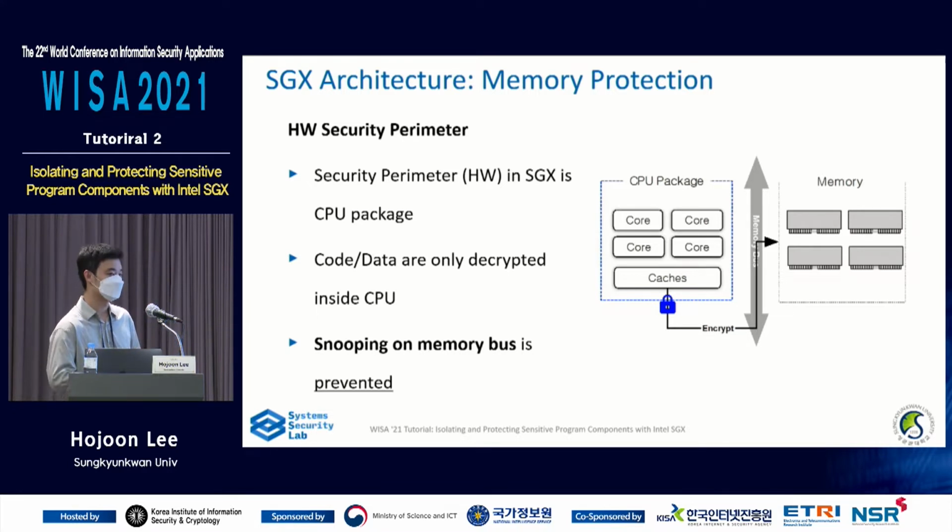This is a built-in feature of the CPU itself. So it means that if there's any CPU-to-memory movement, the data will be automatically encrypted. For instance, if there's a page out, it will be automatically encrypted. And if there's too much pressure on the cache and you have to flush out some of the code and data, those are also automatically encrypted.